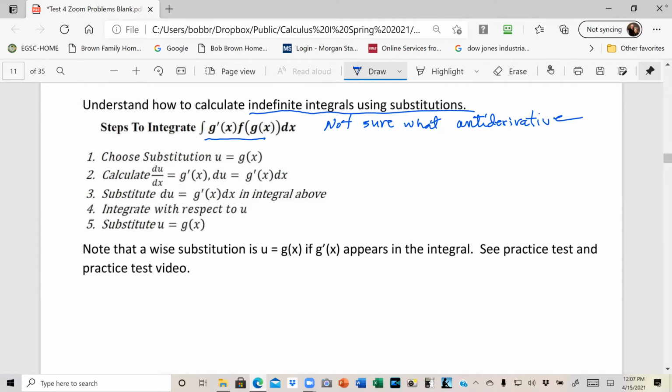However, in this particular example, if g prime of x is in the integral within the integral symbol, then u equal g of x is a good choice. Substitution.